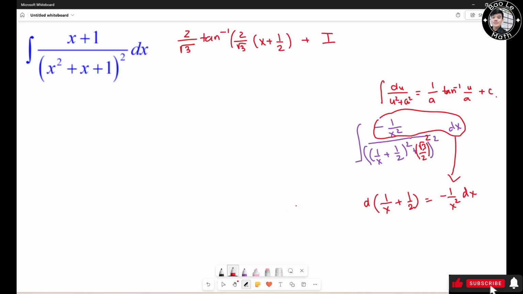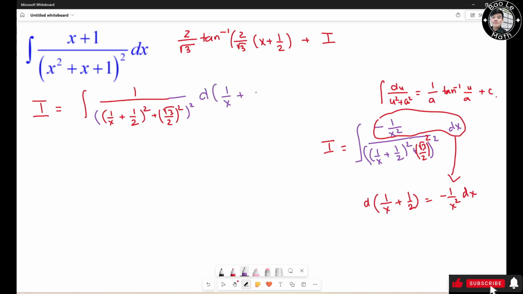I call this one I. So I equals the integral of 1 over ((1/s + 1/2)² + (√3/2)²), and the whole thing squared, times d(1/s + 1/2).